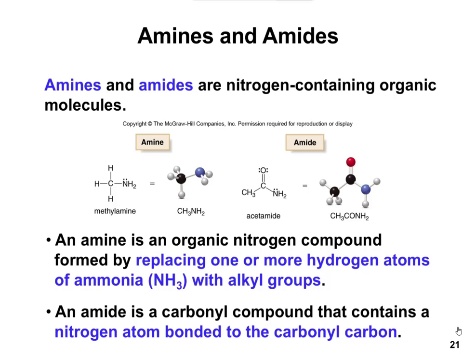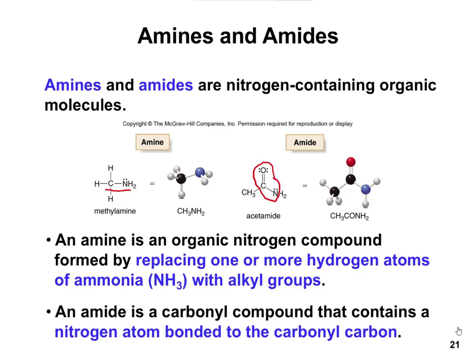All right, so the other two molecules in chapter 13 that we need to talk about are amines and amides. So these are nitrogen-containing organic compounds. Amines are anything that has a carbon-nitrogen bond, like so. And then amides, remember, is when you have a carbonyl connected to a nitrogen.